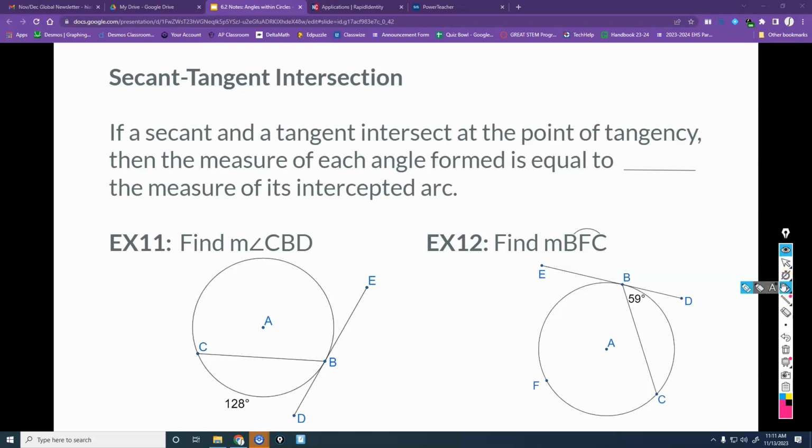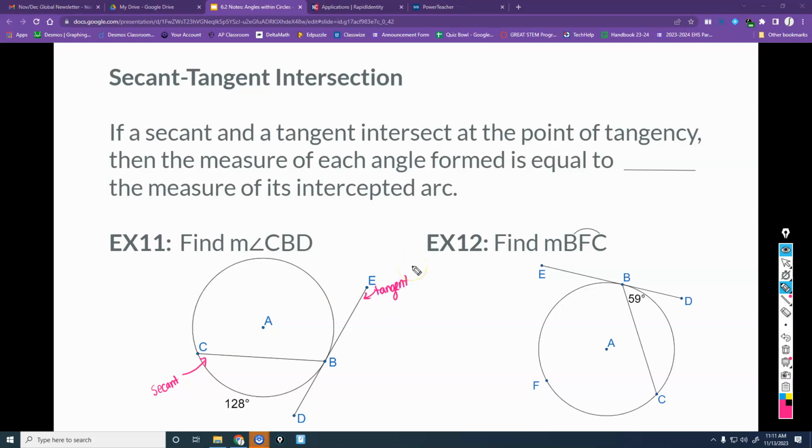All right, so this is a secant-tangent intersection. If a secant and a tangent, so the secant is your CD, CB here. Tangent is this line that just barely kisses the circle, right? This is secant. Actually, it's a chord, but we can call it secant. This is a tangent.